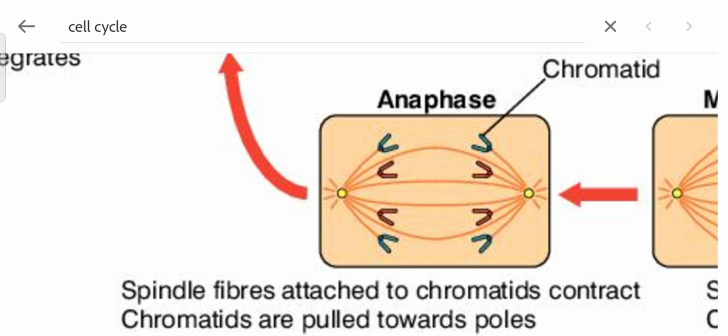Remember, the sister chromatids were held together by the centromeres. So what happens is the sister chromatids start to be pulled apart from each other. So the centromere has been torn apart because of the spindle fibers attached to the chromatids.